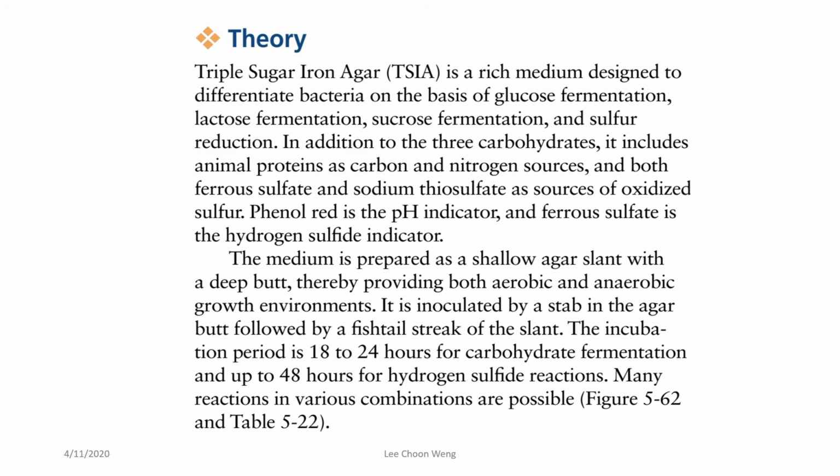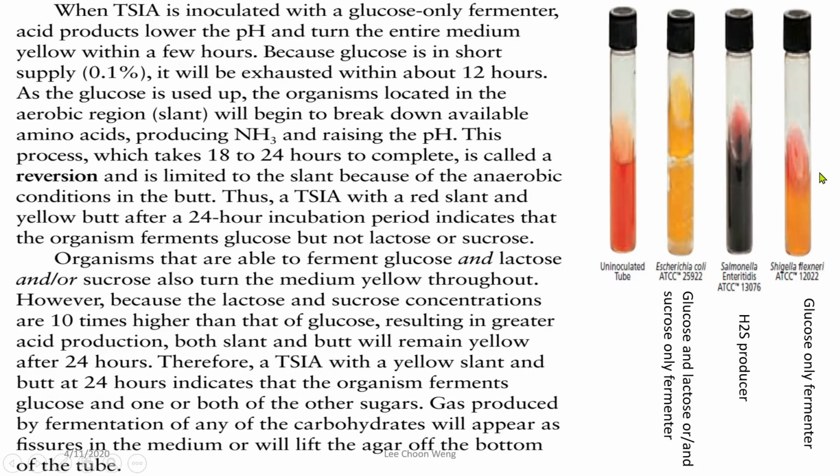The media is prepared by preparing a shallow agar slant with a deep butt. What we mean here is the slant is shorter, whereas the butt is longer. We do this so that we can get some anaerobiosis at the bottom of this tube. So what we see is the differential fermentation of sugars among the different bacteria.